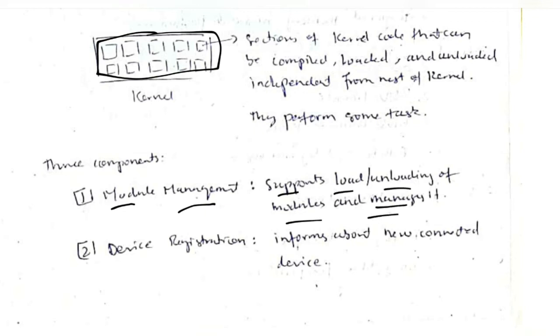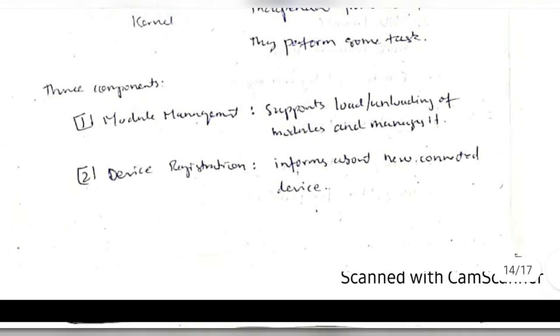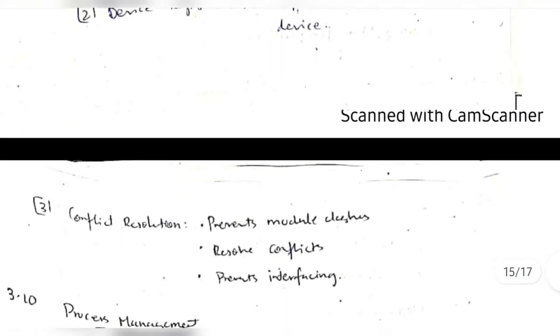The next one is device registration. Suppose a new device is connected to the computer. At that time, it will inform the kernel that a new device has been connected to the computer. The third one is conflict resolution. It prevents module clashes. It resolves the conflicts and prevents interference.